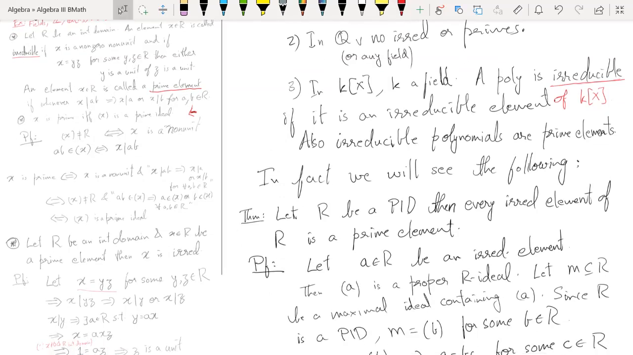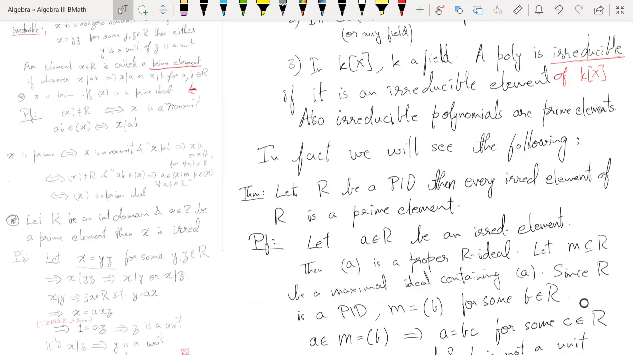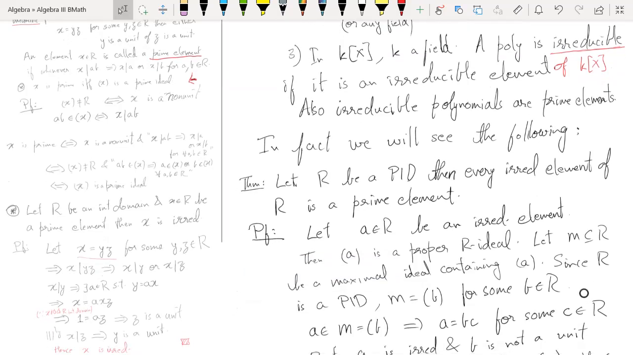Since R is a PID, we know that this maximal ideal M is also generated by one element, let's say generated by b for some b. This is where we are using the fact that the maximal ideal is generated by one element. And of course, it contains the whole ideal (a), so in particular it contains a. So we can write a as b times c for some c in R. If a belongs to the ideal generated by b, that means b divides a, which is the same as saying that a equals b times c.